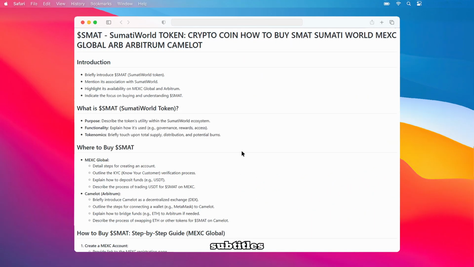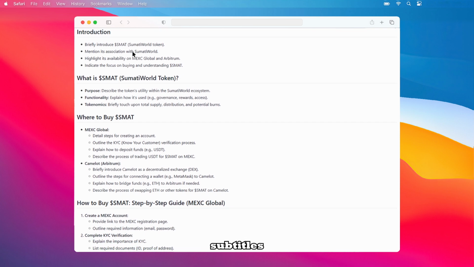Today, we're diving into the world of $SMAT, the SUMATIWORLD token. We'll be exploring how you can buy and understand this crypto coin, which is available on MEXC Global and the ARBITRUM network. So, what exactly is the $SMAT, or SUMATIWORLD token?